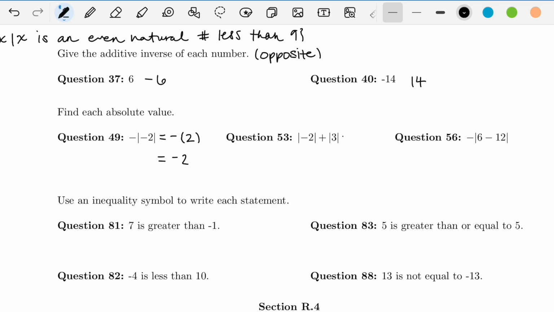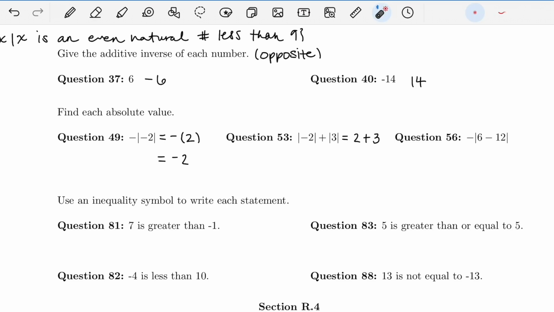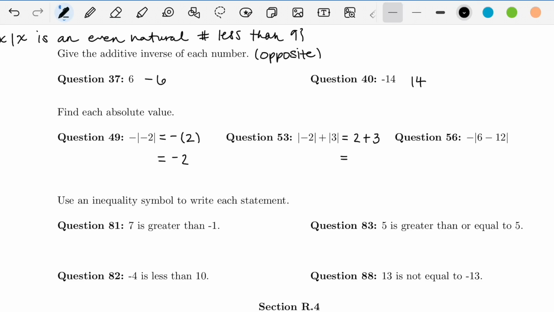All right, looking at 53 now, we have the absolute value of negative 2, which we know is going to be positive 2. And then the absolute value of positive 3. Well, that's still just going to be positive 3. What the absolute value does here is it's going to make whatever is inside of our absolute value positive. All right, and so this will just be 5.